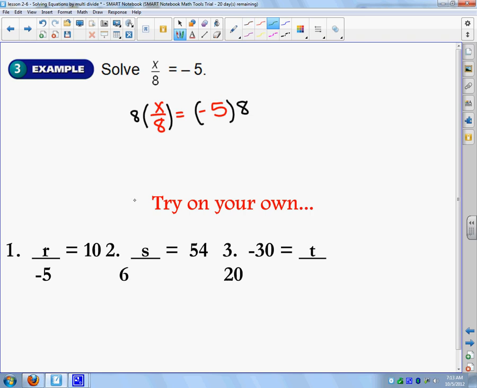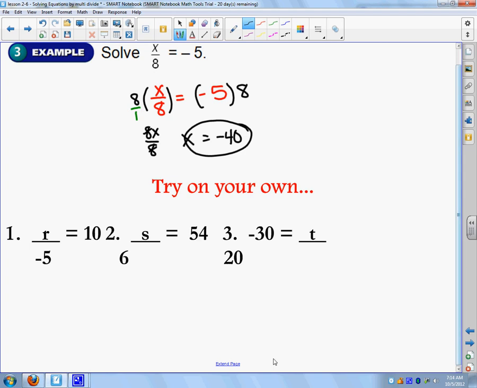Now, why I do that is because if I were to multiply this out, this would be 8 over 1. And if I multiplied that times x over 8, I would get 8x over 8, which simplifies because I can divide 8 divided by 8, and that just equals 1, leaving x. So that's why you multiply by the denominator, to get rid of it so that you're just left with what's on top, the numerator. So x equals negative 40.